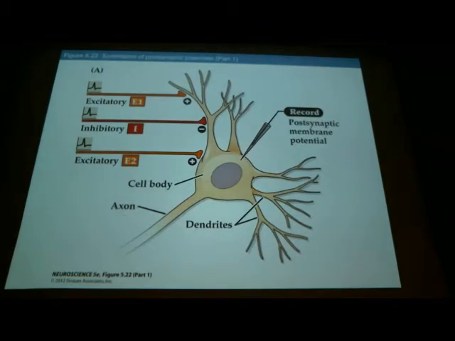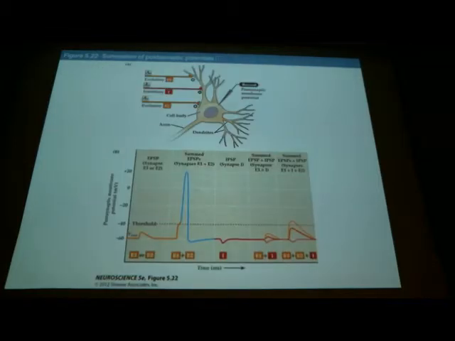So what happens if you have different types of inputs coming in at the same time? Say here's a neuron, you have some inhibitory inputs, and you have some excitatory inputs. What's happening in the postsynaptic membrane? Here's a little plot of what happens when you stimulate these different pathways. In the next slide, I'm going to expand this, but this is the experimental setup.